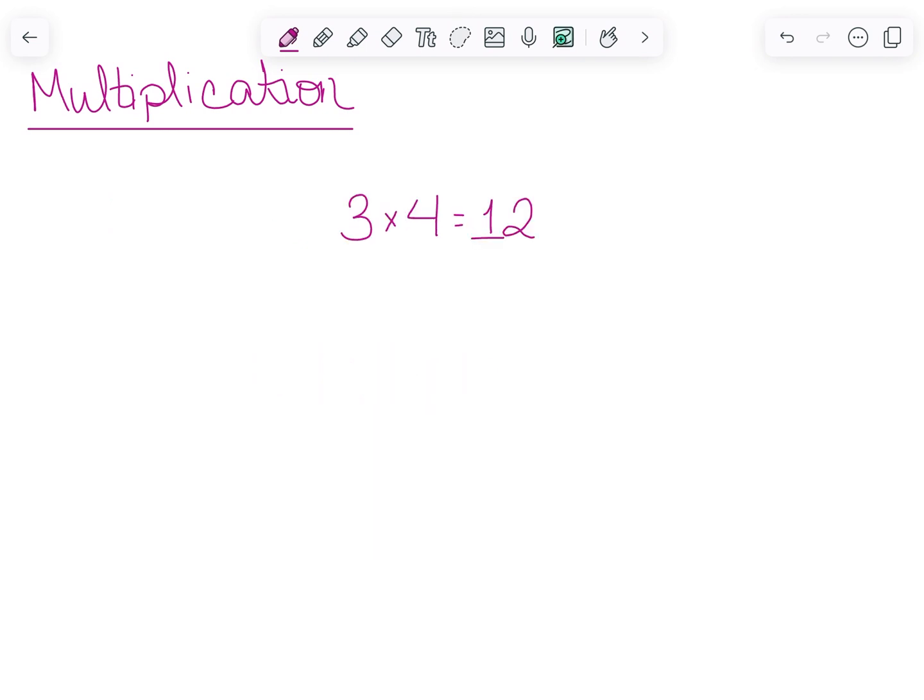In a multiplication problem, the numbers that are being multiplied together are known as factors. So in this case, 3 and 4 would be the factors of this problem. The result is known as the product. So the 12 would be the product.